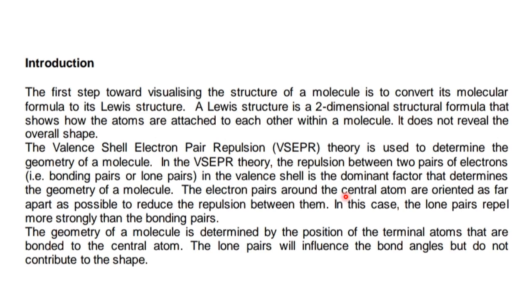Okay, so the introduction. To do molecular geometry, first we must draw a correct Lewis structure in 3D, and then, based on the electron group arrangement, we are going to determine the geometry of a molecule. The geometry of the molecule is based on the VSEPR theory, which is known as valence shell electron pair repulsion. In the VSEPR theory, the repulsion between the pairs of electrons in the shell will determine the geometry of a molecule. So we will try to arrange the bonding pairs of electrons as far apart as possible in order to reduce the repulsion.